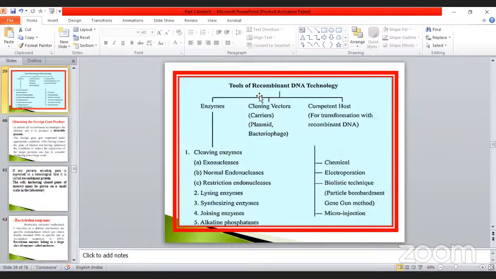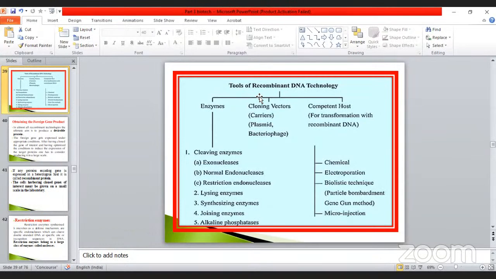Okay. Tools of recombinant DNA technology. Another very important topic. What are the tools that are used for DNA technology? First of all, you should note it down. One of the main important roles is played by enzymes. Another one is the cloning vector, because without a cloning vector there is no use of the enzymes. And the third one is competent cells. Competent cells are also very, very important. These are the three important tools mostly used for DNA technology, my dear students.